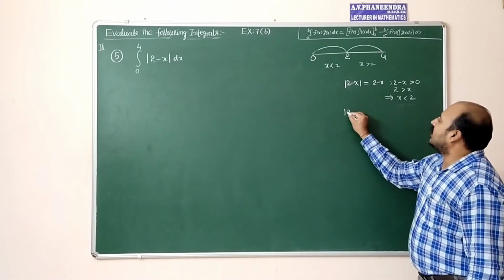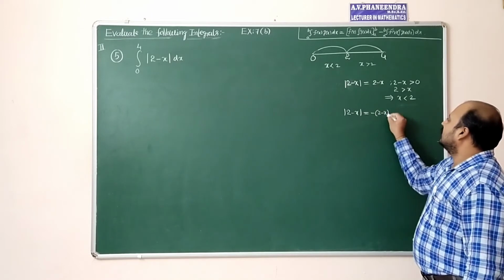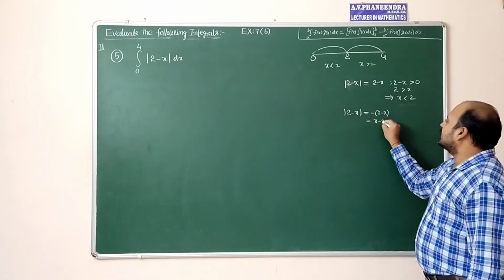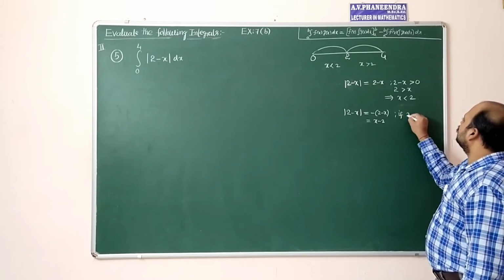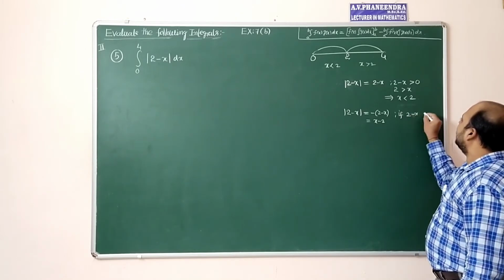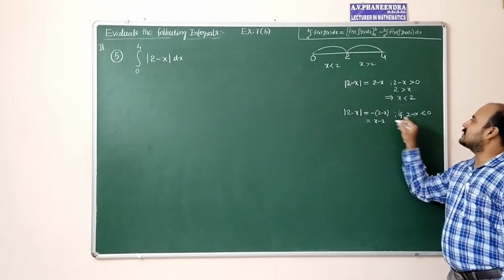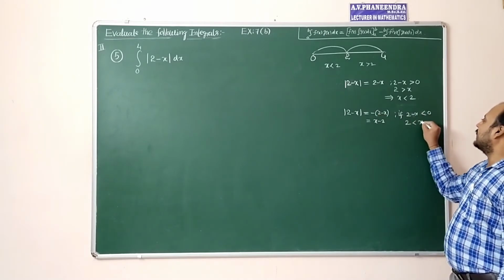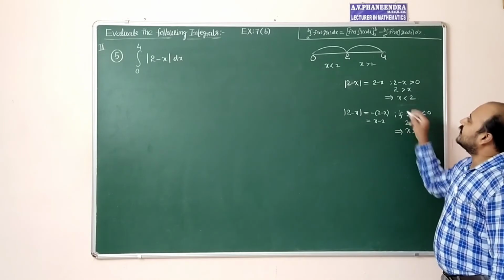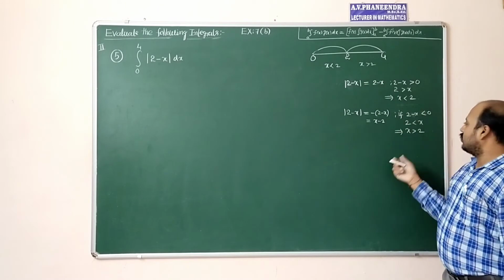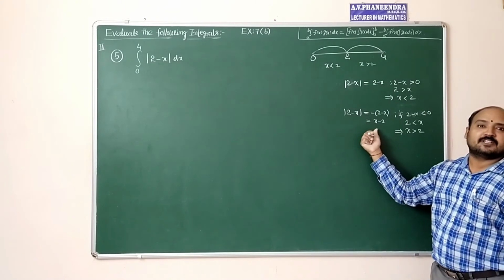Similarly, mod 2 minus x is equal to minus of 2 minus x, which is also equal to x minus 2, when 2 minus x is less than 0. So 2 is less than x, meaning x is greater than 2. In this interval, whenever x is greater than 2, we can write mod 2 minus x as x minus 2.